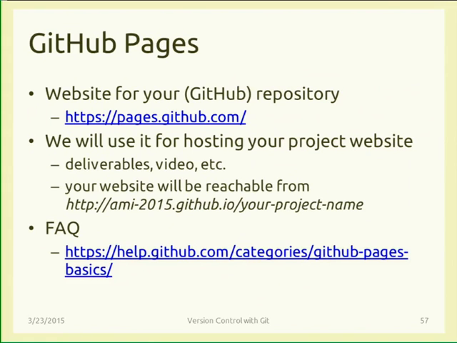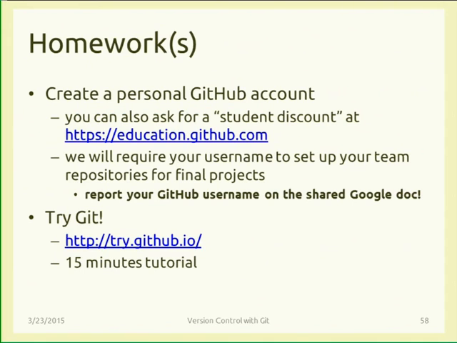We will use GitHub here, so homework. If you don't have a GitHub account, please create one. The free GitHub account is sufficient. You can also create a student GitHub account with the student discount if you want, and then write your GitHub username as soon as possible on the Google Doc that is shared with the project, because we need those to set up your repository, and you need the repository to create the website for deliverable one that is due on the 29th of March. And then another homework, there is a 15-minute tutorial on the website try.github.io.